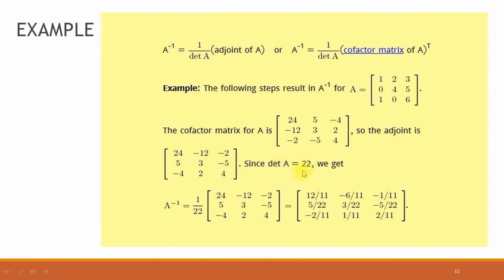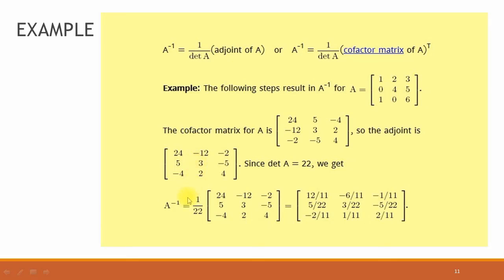But first of all find the determinant of the matrix A to check whether the matrix is singular or non-singular. If the determinant is 0, then there is no need to find the cofactor of the matrix A. If determinant is 0, then the matrix has no inverse. So first of all find the determinant of the matrix A and then find the cofactor matrix and then take the transpose of the cofactor matrix, you will get the adjoint of the matrix A.